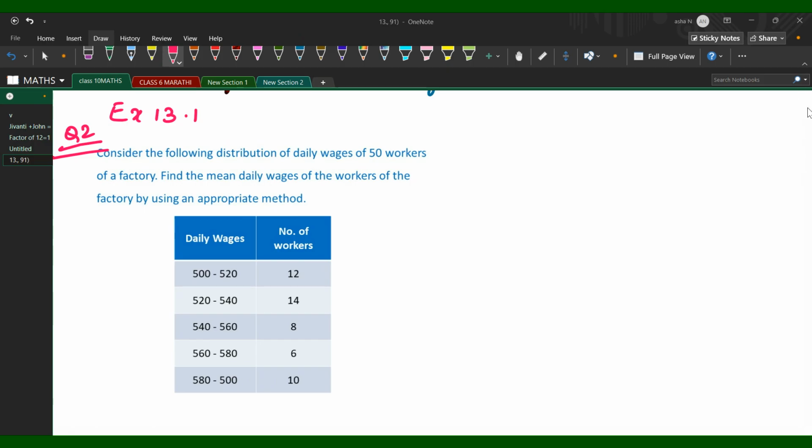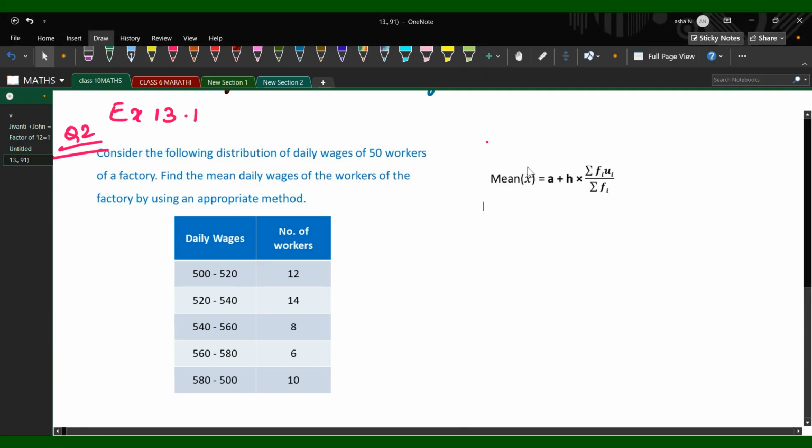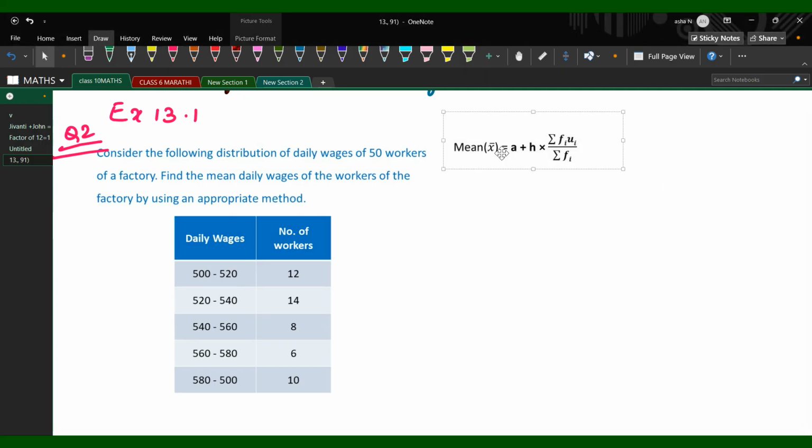The formula for the appropriation method is mean equals a plus h times the sum of fiui upon the sum of fi. I will tell you what all abbreviations I used here. The first one was the simple method. If no information is given, we will use that method. For the appropriation method, the formula is a plus h into sum of fiui upon sum of fi.